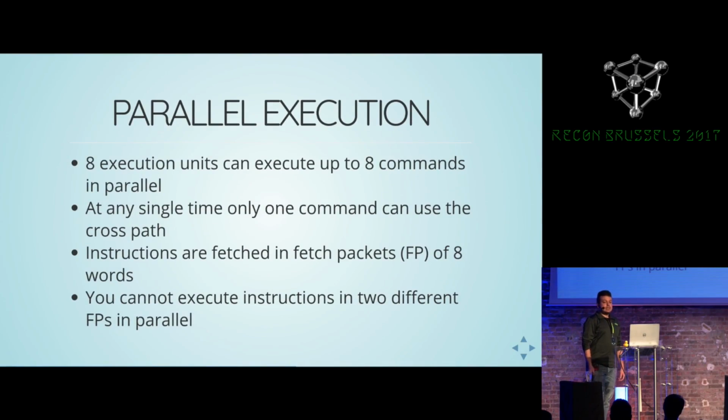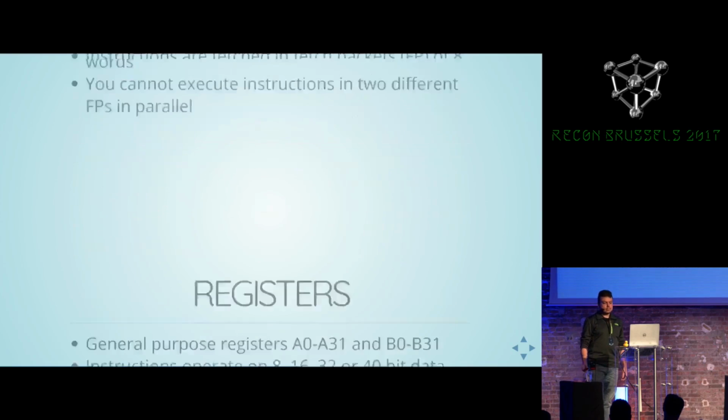The 8 execution units can execute up to 8 commands in parallel. Of course, at any single time, only one command can use the crosspath. How are these executed in parallel? The DSP fetches not a single instruction, but 8 words in a single fetch packet. So this can be scheduled to be executed at different functional units. And you can execute instructions in parallel that belong to 2 different fetch packets.